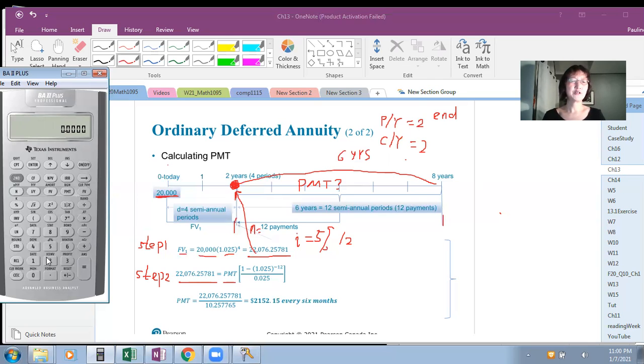Step 1, 20,000. That is the present value. 5 is interest, IY. 4 is term N. 0 PMT, compute FV. You get this number, $22,076. And this number becomes the present value of the annuity.